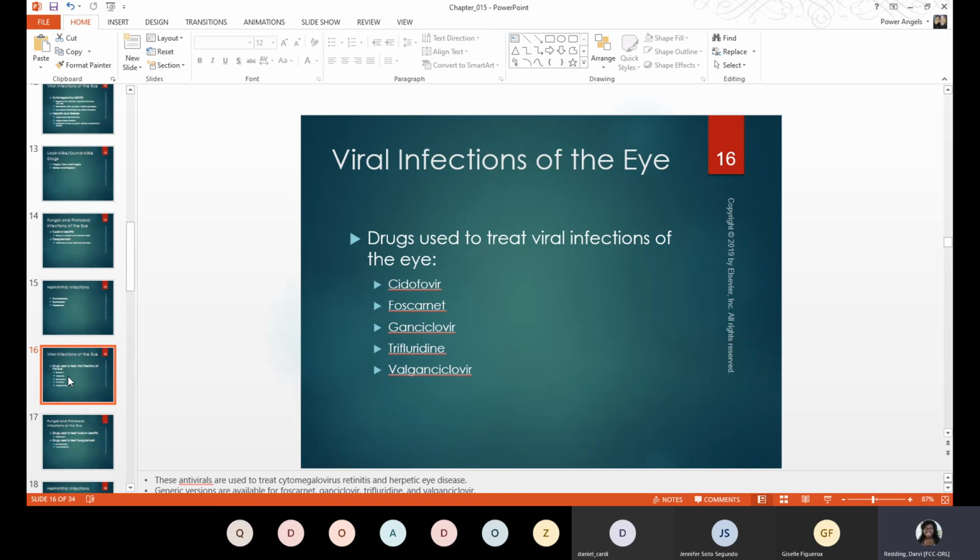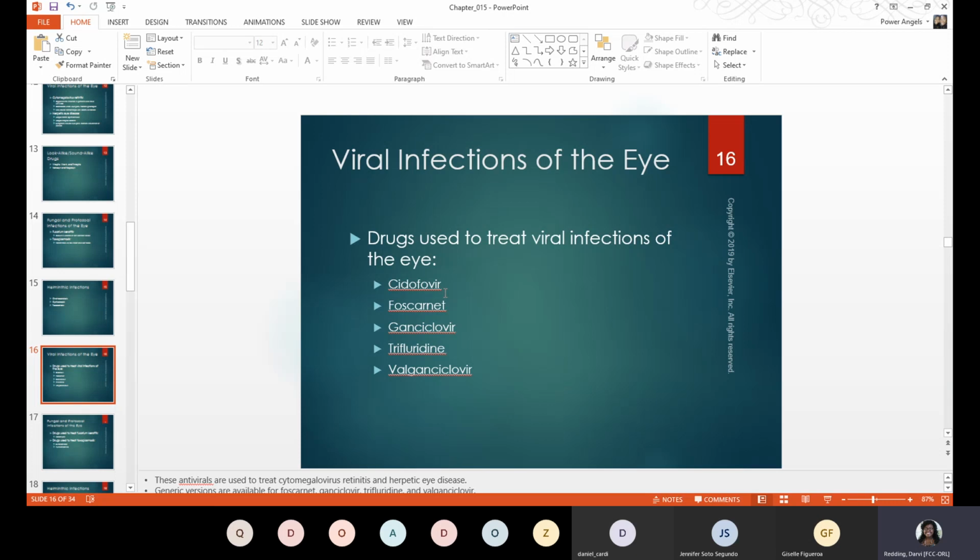I know these sound very funny and probably very hard to even pronounce, but here's a little tip when looking at medications: anytime you see a drug name that ends in vir, V-I-R, or maybe begins with vir, you can know that it's a viral medication, an antiviral medication.